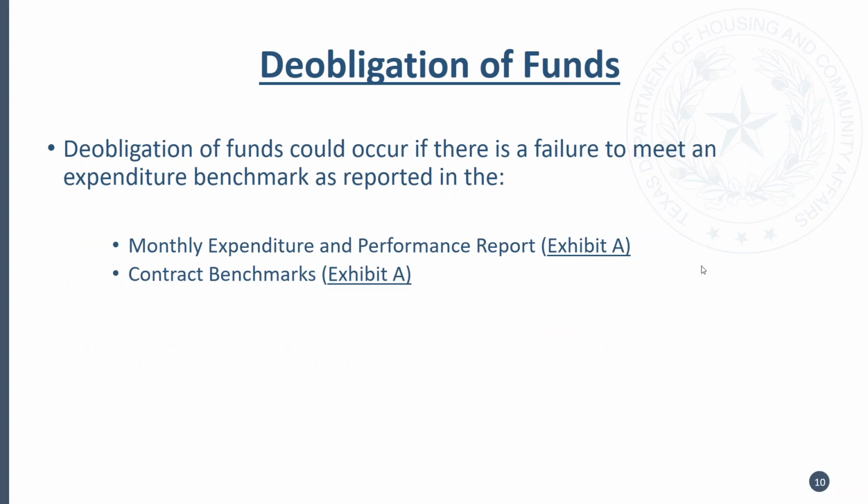So the de-obligation of funds can occur if there's a failure to meet any of your expenditure benchmarks. Those include the monthly expenditure, the performance report, and the contract benchmarks. As you're going through monthly, if we notice you aren't expending enough or you're not going to meet your deadline, we might have a conversation with you about de-obligation. And that money would either go to another high-performing subrecipient or potentially into the Texas Rent Relief Program.